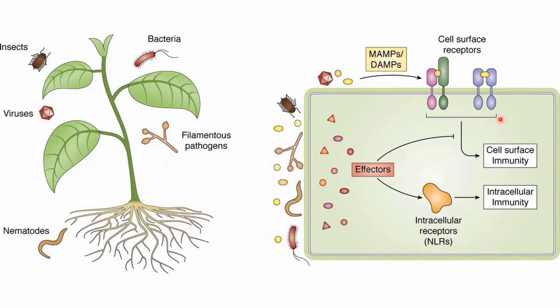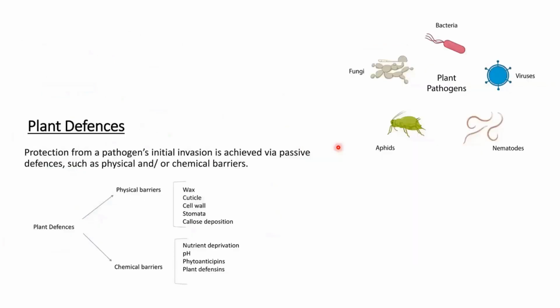So this is going to trigger a whole mechanism inside the plant cell to get rid of these pathogens. This is how a plant will respond to infections, or how a plant will respond to pathogens. And these are the different types of plant defense mechanisms you see here. The plant defenses can be physical defenses, or they can be chemical barriers.